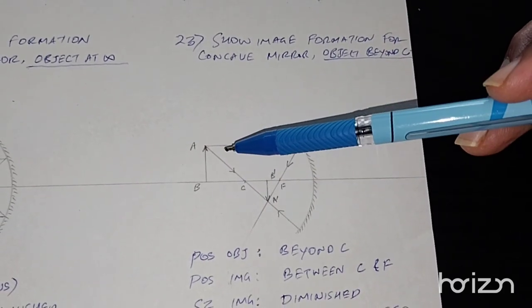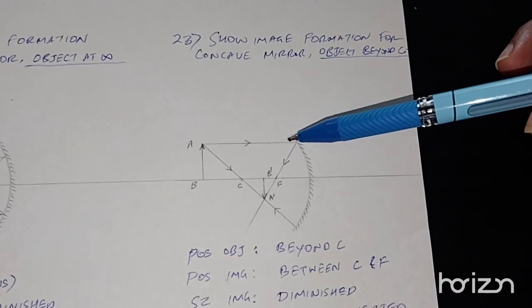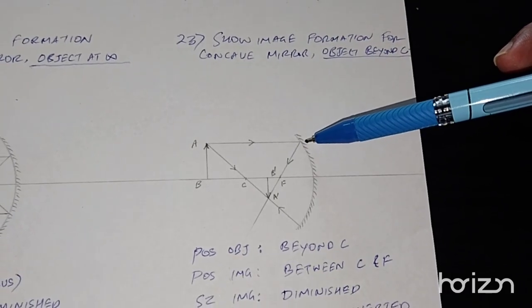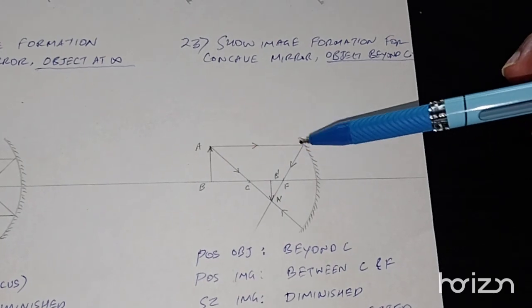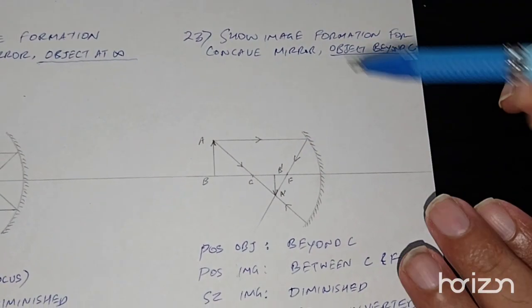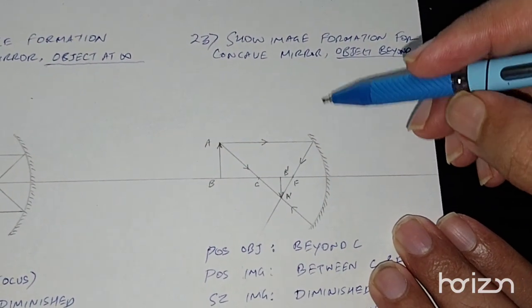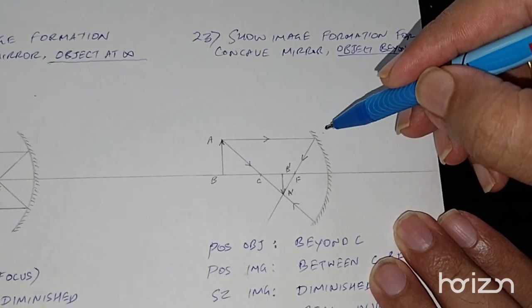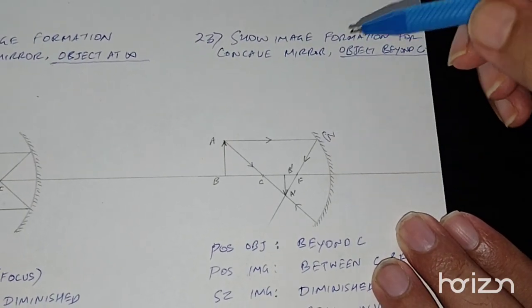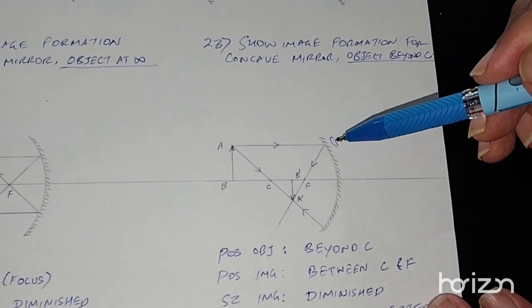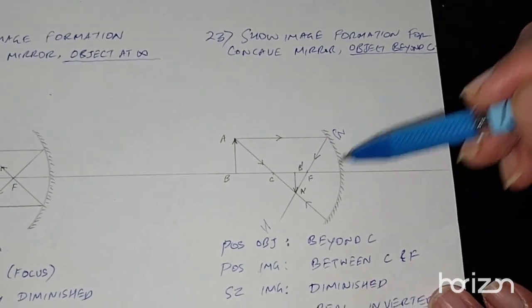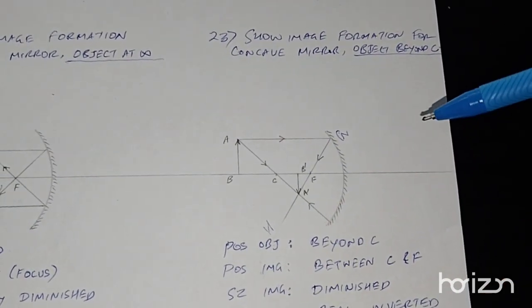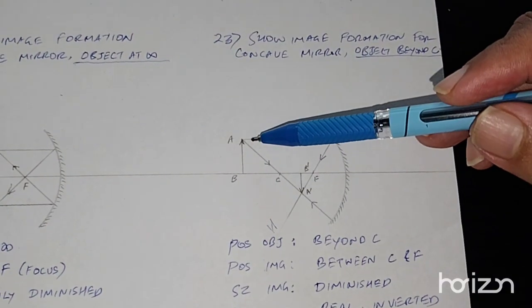What happens? As we know, whatever ray is parallel to the principal axis goes through F. So we have this line here. Let's say we call this point G. So AG is the incident ray and GH is the reflected ray. Now let's shoot a second ray.